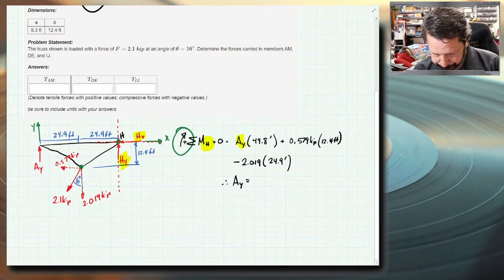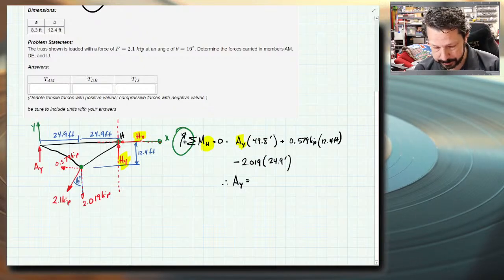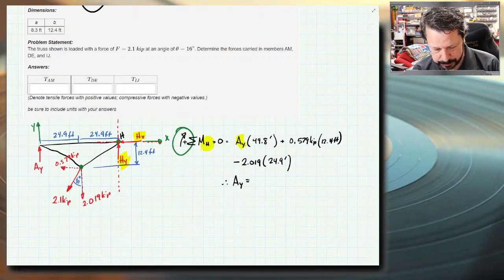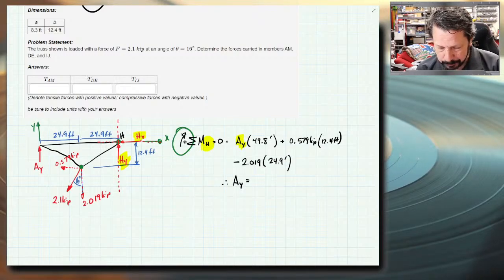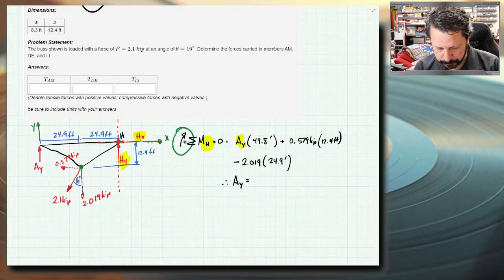So I've got 0.579 times 12.4. My units are going to end up in kips, right? Because I've got feet and kips all mixed together here. All the distances are in feet, and all the forces will be in kips, even though it looks like I didn't write some of them and I mixed up my symbols some. But it's fine. All right. Minus 2.019 times 24.9.